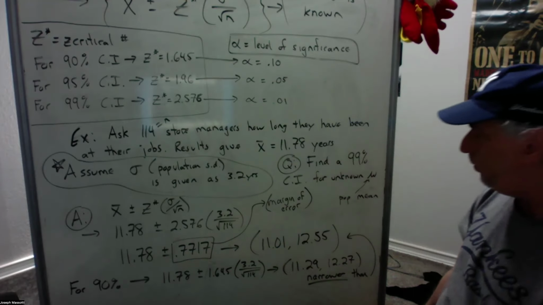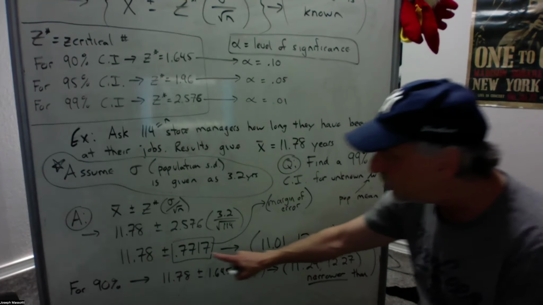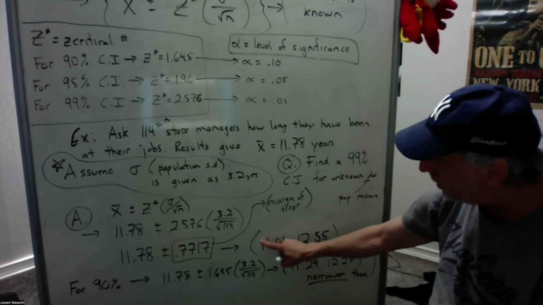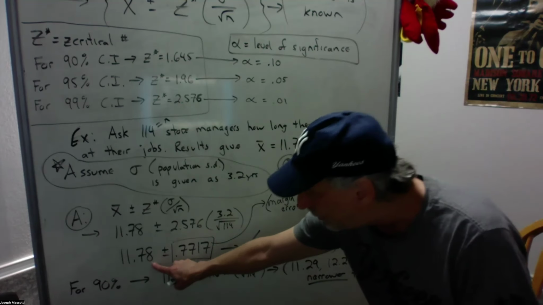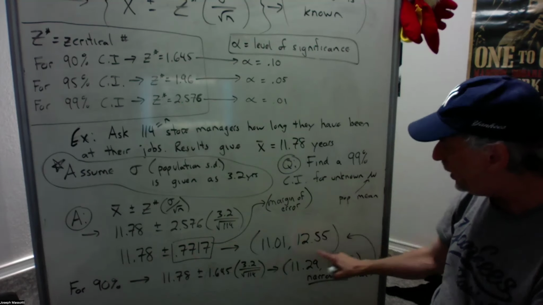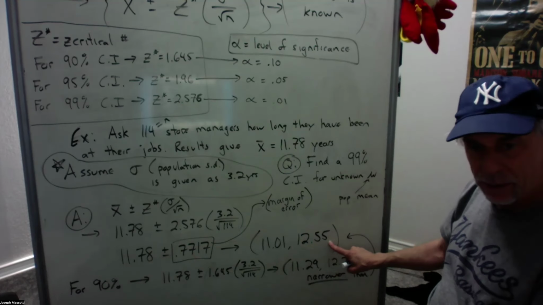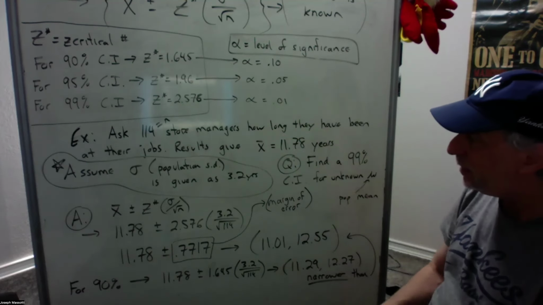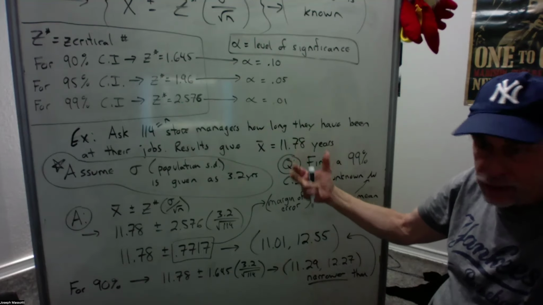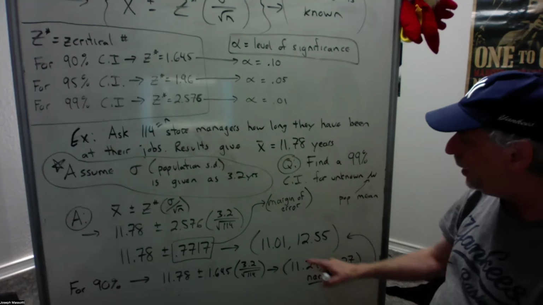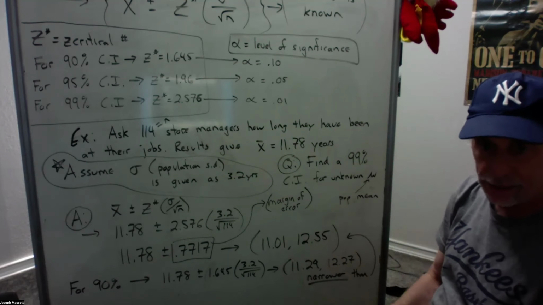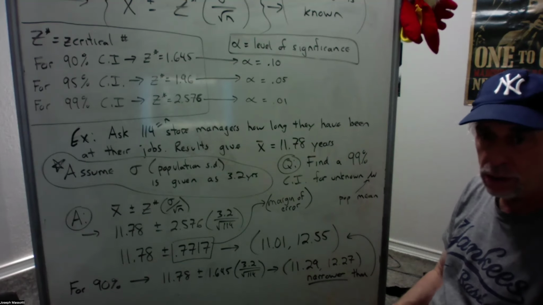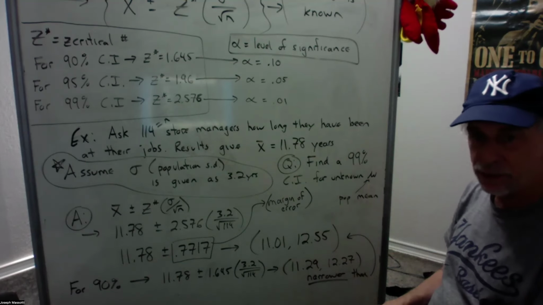And so you calculate those endpoints. 11.78 minus this number gives you the lower endpoint of the confidence interval, and 11.78 plus this number gives you the upper limit. So we can say with 99% confidence that the average time that all store managers have spent, we just took a sample of 114, is between 11 years and 12 and a half years. We can say that with a pretty high level of confidence. We don't know if it's true, but that's the best we can do statistically.